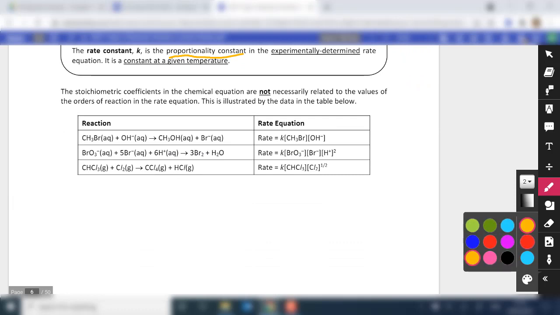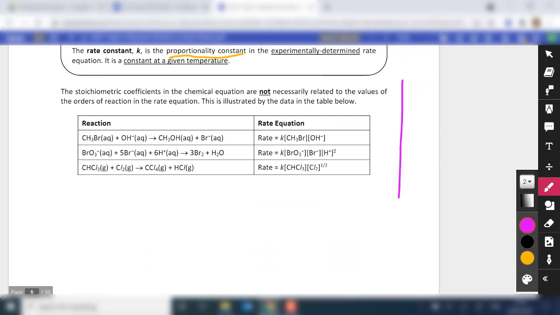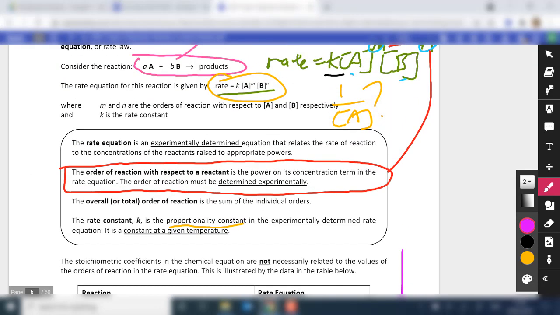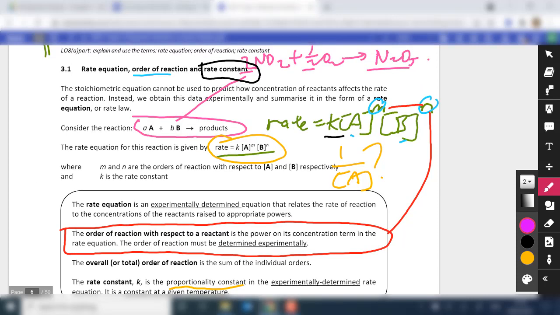We have this little table here that highlights to you that the stoichiometric coefficient is not necessarily related to the value of the order. I stressed to you before, so don't assume that they are the same thing. I think things will get a lot clearer as we progress forward. I'm really, really serious about this. It will become clearer. But please get the technical definition right first.